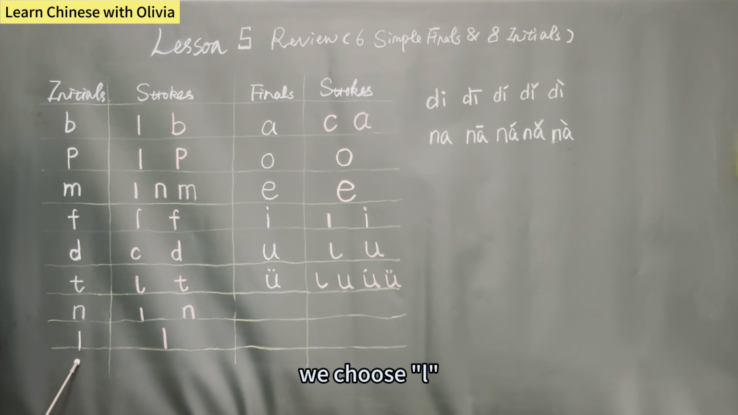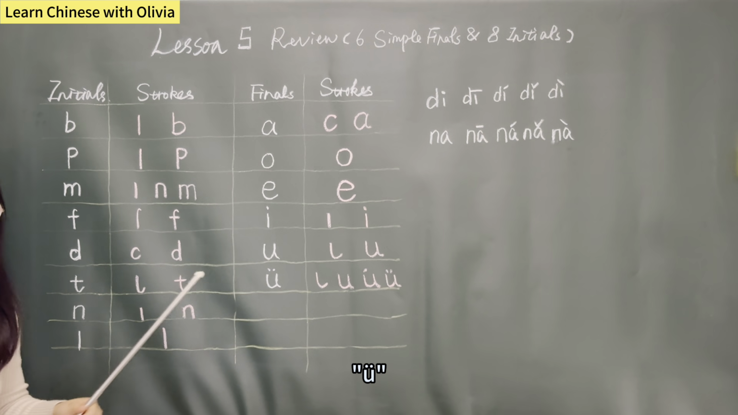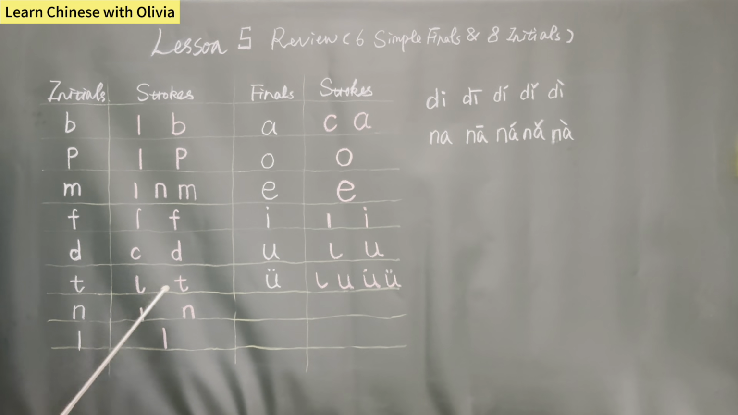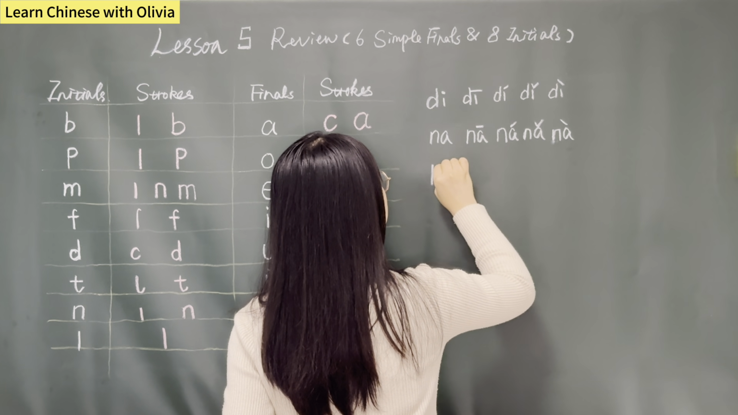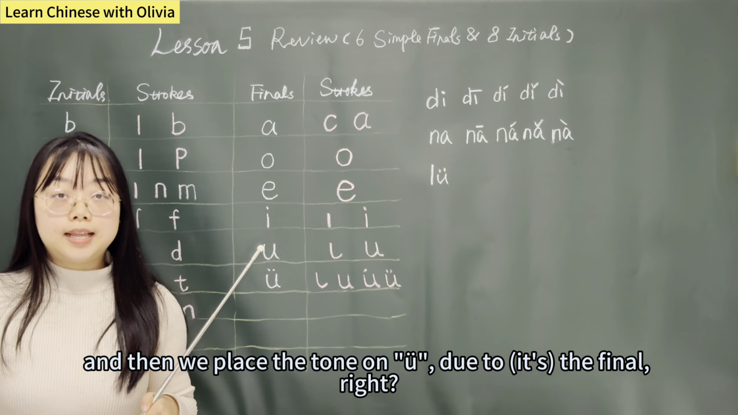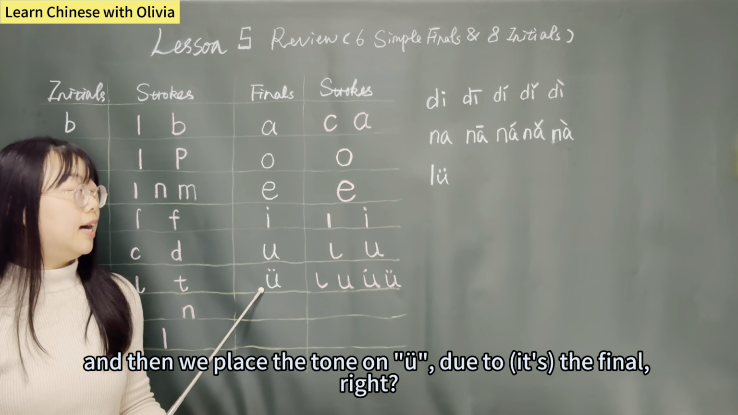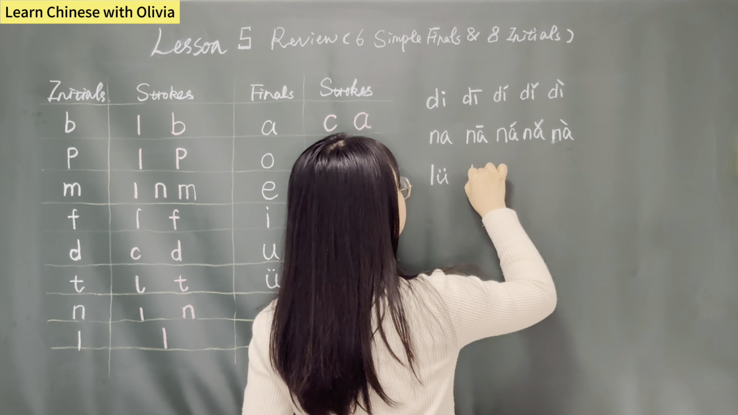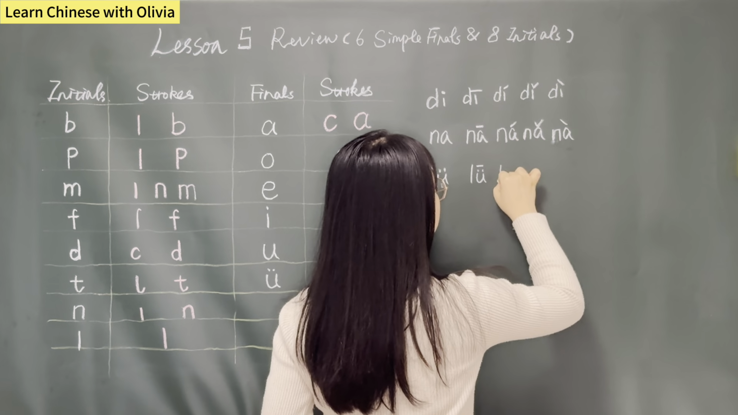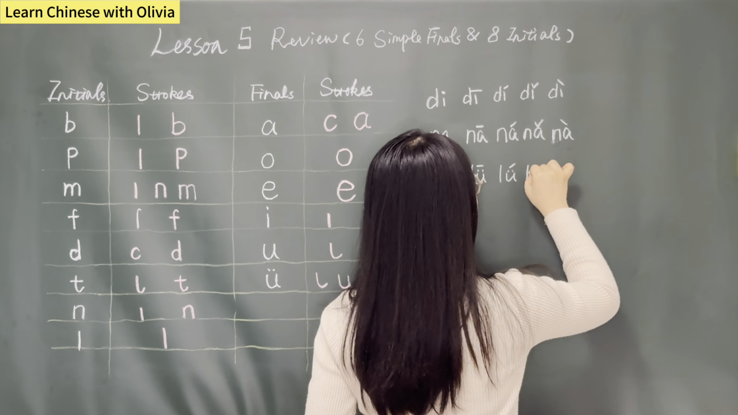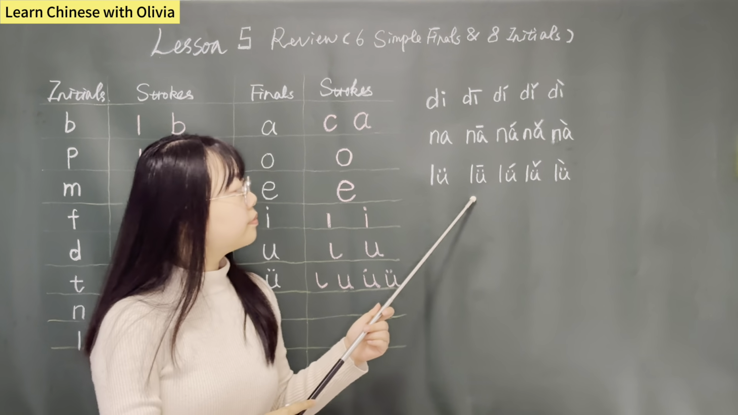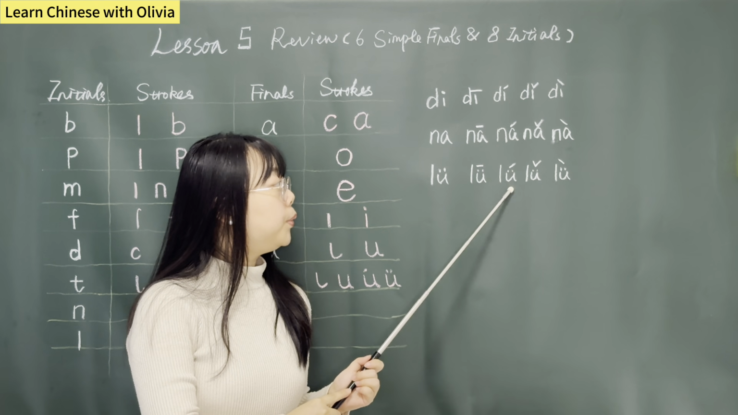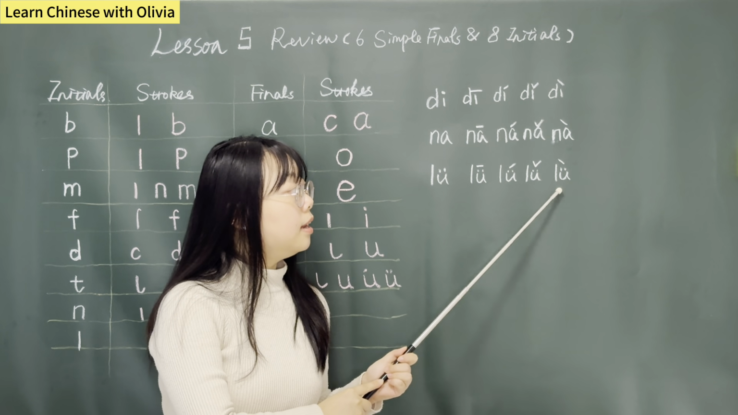So now we choose L as an example and find the partner U. L, U, L, U, L, U. Then we place the tone on U, due to the final. Le yu, le yu, lu. Le yu, le yu, lu.